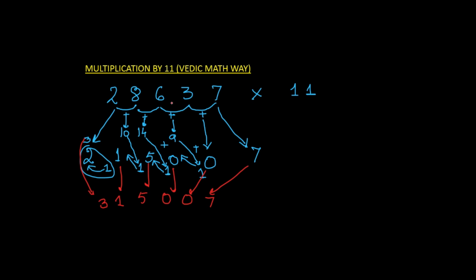Okay, let me just repeat. First digit becomes the first digit. The last digit becomes the last digit. Then you keep adding the digits. So 7 plus 3 gives you a 10. You write a 0. You take 1 in the carry. 6 plus 3 is 9. Add the 1 of the carry to give you a 10. Write 0 again. Take 1 for the carry. 8 plus 6 is 14. 14 added to 1 carry gives you a 15. So write the 5 of 15. Take 1 in carry again. 8 plus 2 is 10. 10 plus that carry over gives you an 11. And the 1 carry over gets added to the 2. So your answer is 315007.